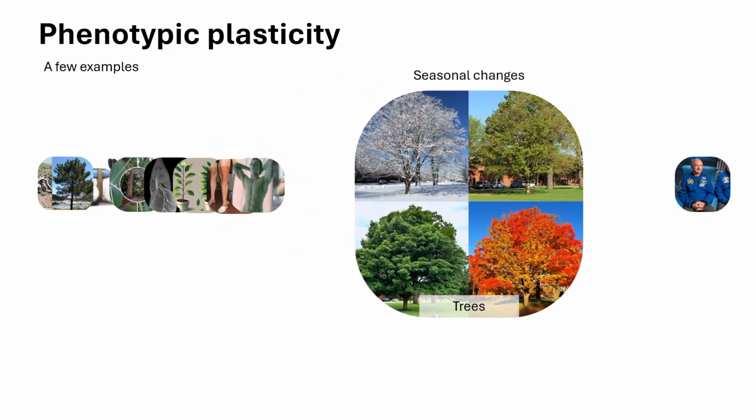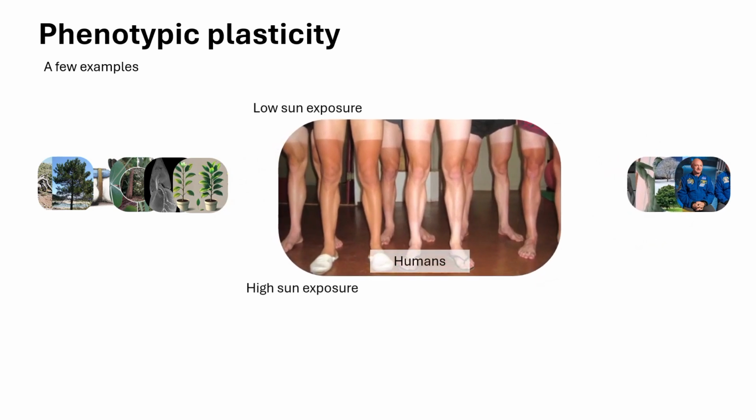In deciduous trees, the leaves fall off in response to seasonal variation. In humans, high sun exposure increases melanin production, which results in darker skin pigmentation.